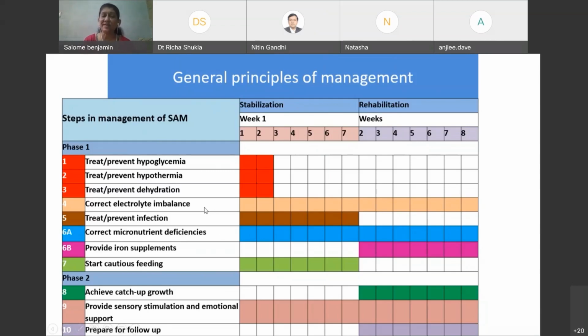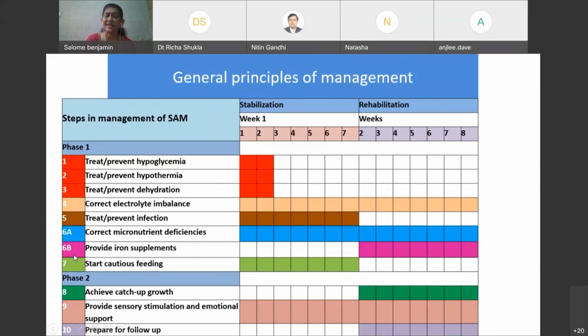So we have to be very, very careful that these children will have a shutdown of the renal pump, that is your sodium potassium pump, and cannot manage a very heavy load of electrolytes. As a nutritionist also, you should know, and it's teamwork. You can always work together with the pediatrician, and if you know these criteria, you can coordinate, discuss and treat. So correcting micronutrient deficiency is the sixth step.